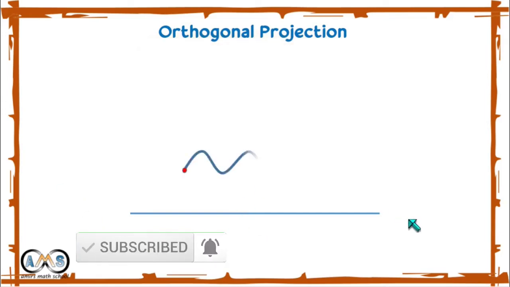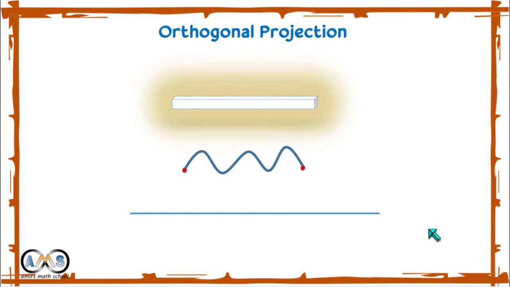Again, let's consider this curved line. If we consider here one light source, in that case the shadow of this line will be just a straight line which has this length. If this curve is along the y-axis, in that case the shadow of this line will be just a straight line, this length. The orthogonal projection of this curved line will be this line, which is the shadow of this line.